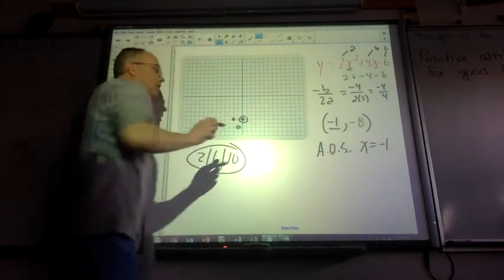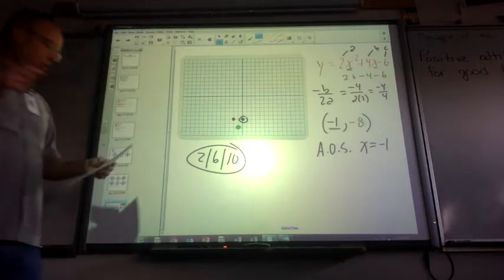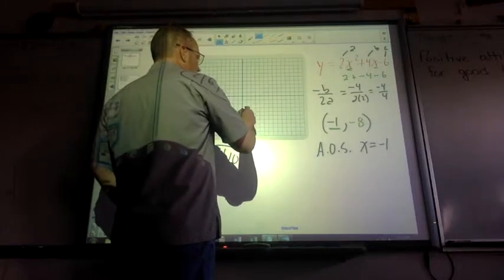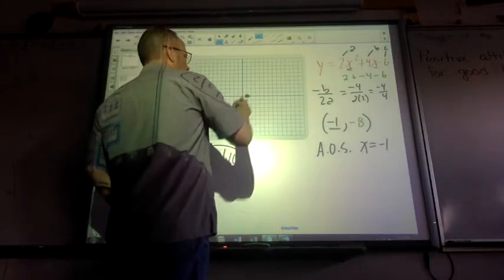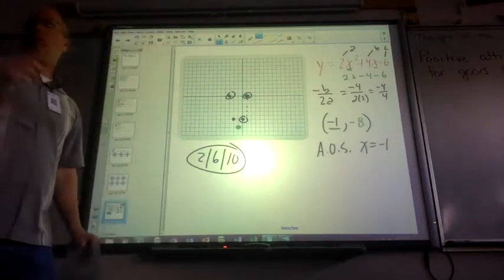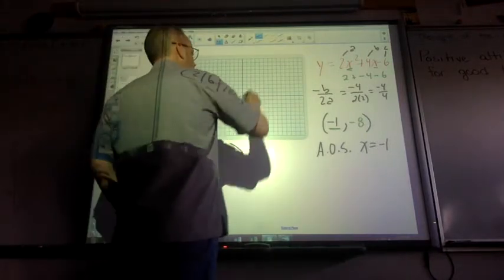Hey, that looks important because it crosses the y-axis. Then I'm going to go right one, up 6, and left one, up 6. Hey, what is this, here and here? Those are my roots. They cross the x-axis. Great. All right, so here's my parabola.